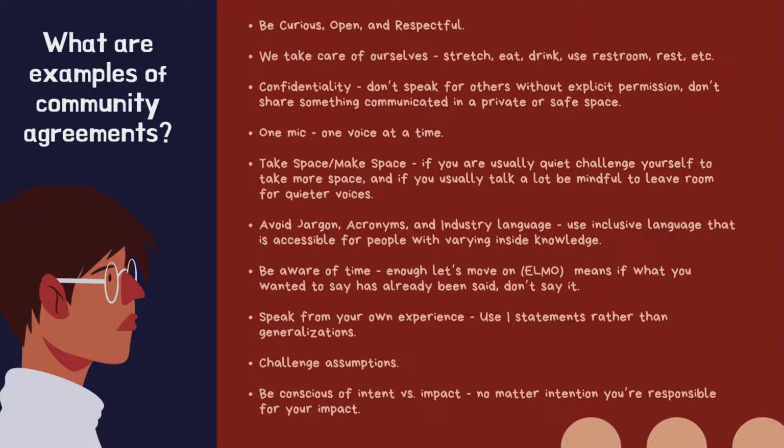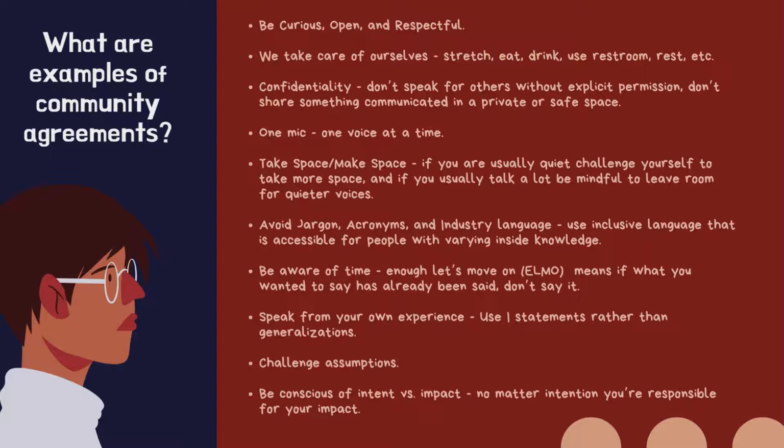Be aware of time. In addition to making sure that you are concise and brief with the topics that you are talking about, you also want to make sure that if something is already said, you don't just say it again. You want to understand that the point was made and move forward. There is a phrase called ELMO, which means enough, let's move on. That might be a key word that you all use when things like this occur so that we're not hearing a repetitive comment throughout the conversation.